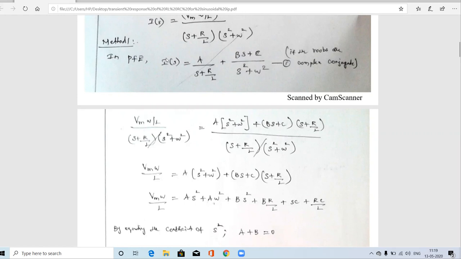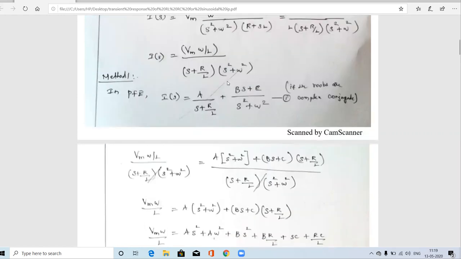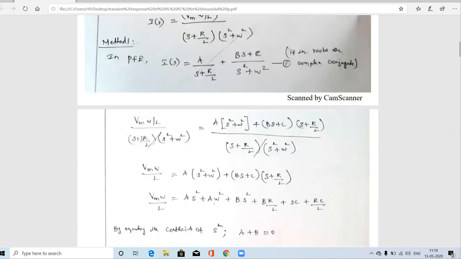Which is equal to, in the left side, what is the answer there? I(s). This is the total answer, so you have to write this I(s) value. In this equation the denominator is the same, so both the denominators get cancelled. Then we will get Vm omega divided by L equal to A into this one plus (Bs plus C) into this one.